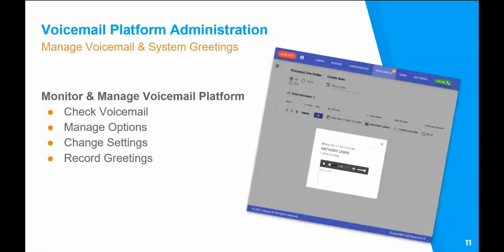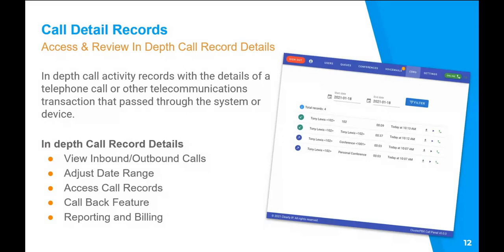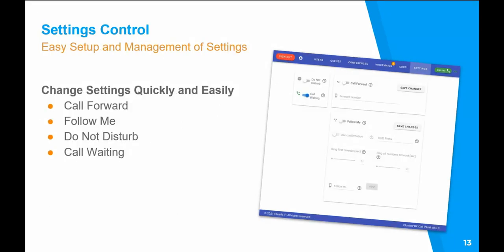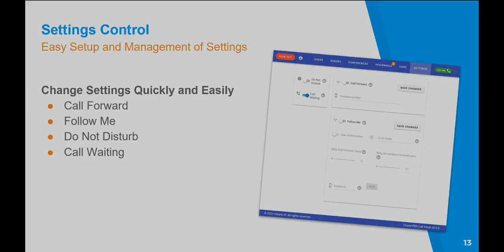I have the ability to manage my voicemails in real time, listening to, forwarding, deleting, and even managing all of my recorded greetings, all right from the call panel. CDRs, or call detail records, show me all inbound and outbound calls from a user. If there are call recordings associated with those calls, I can download them and review them, again, all based on permissions. In our settings tab, I have access to set up call forwarding, follow me. I can turn on and off do not disturb and call waiting from here as well.